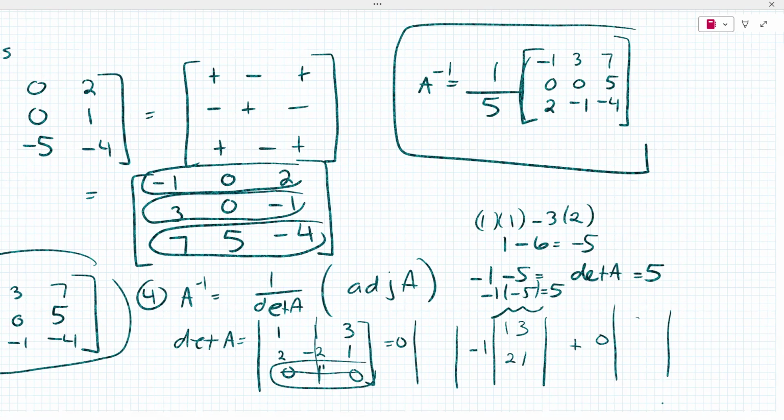Okay. What we're going to do is quickly go over area and volume, and then linear transformation.